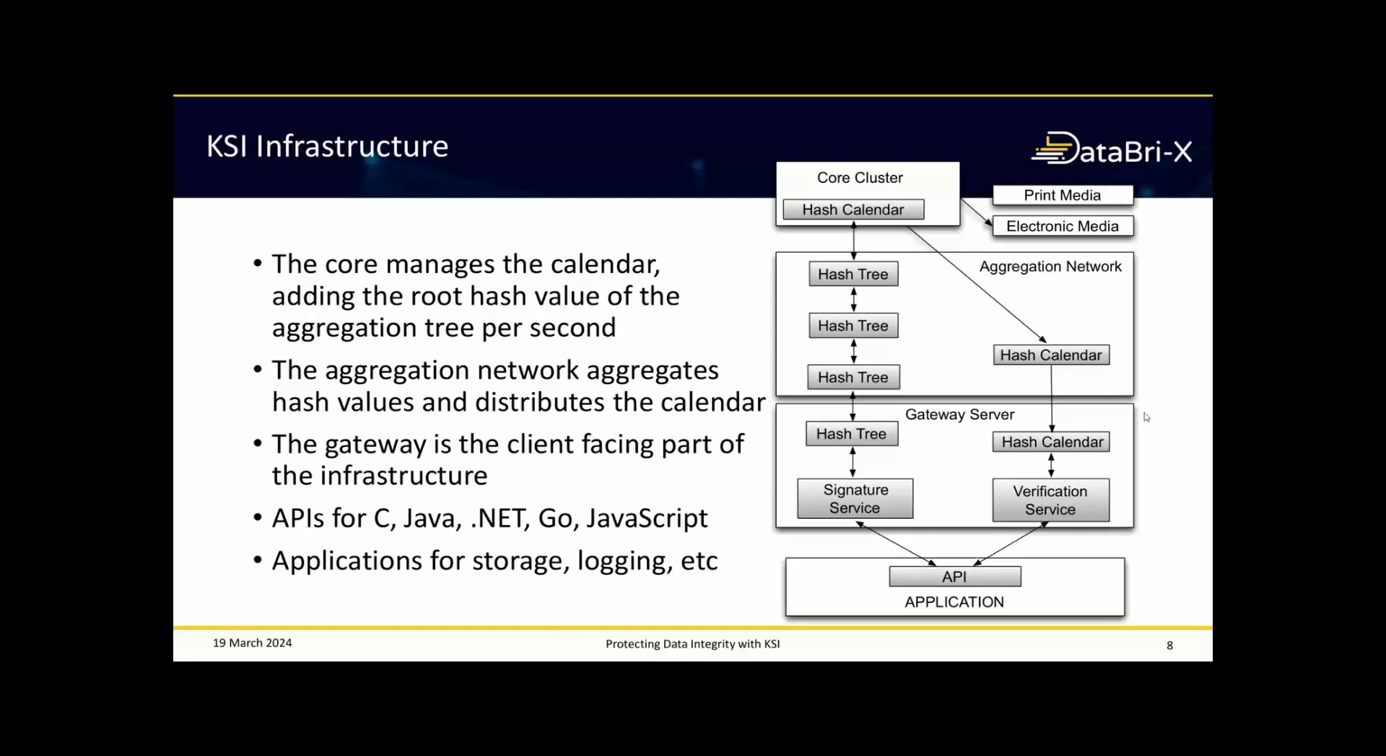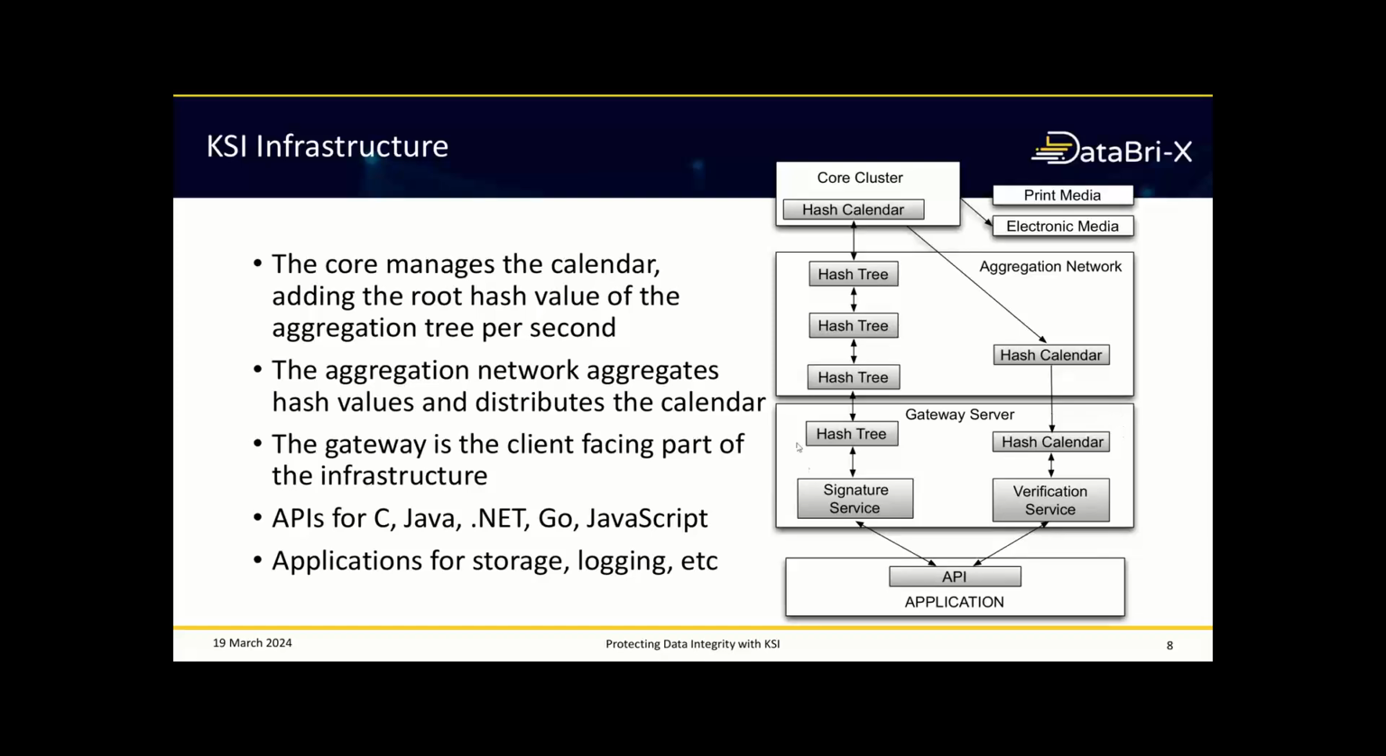And the client-facing part of this service is what we call a gateway server, which basically includes a local aggregator and a local copy of the hash calendar. So the client has all of this available on their own premises. Both aggregator networks that we maintain, all of this is redundant. None of the computers here are single points of failure.